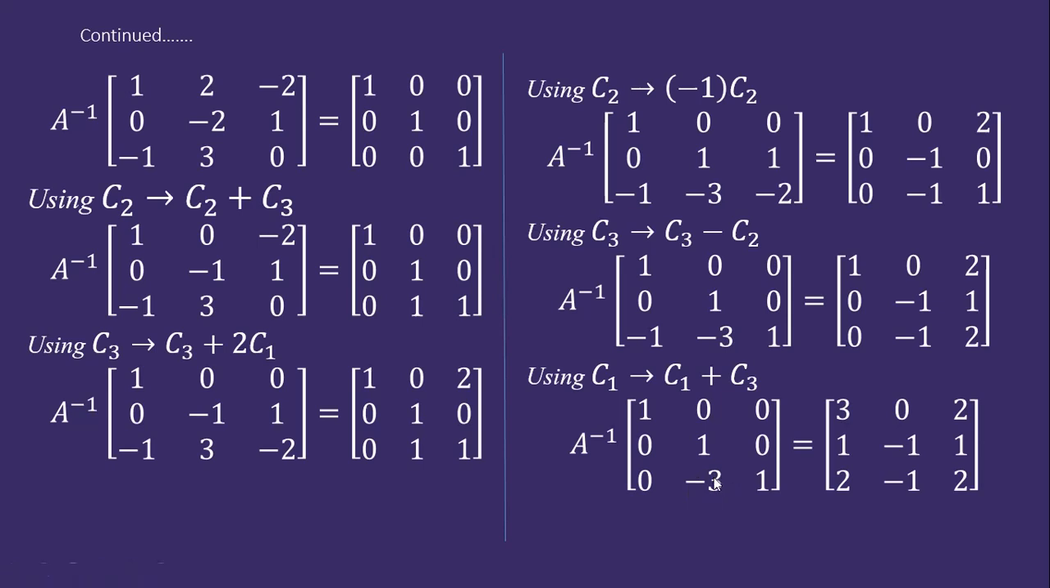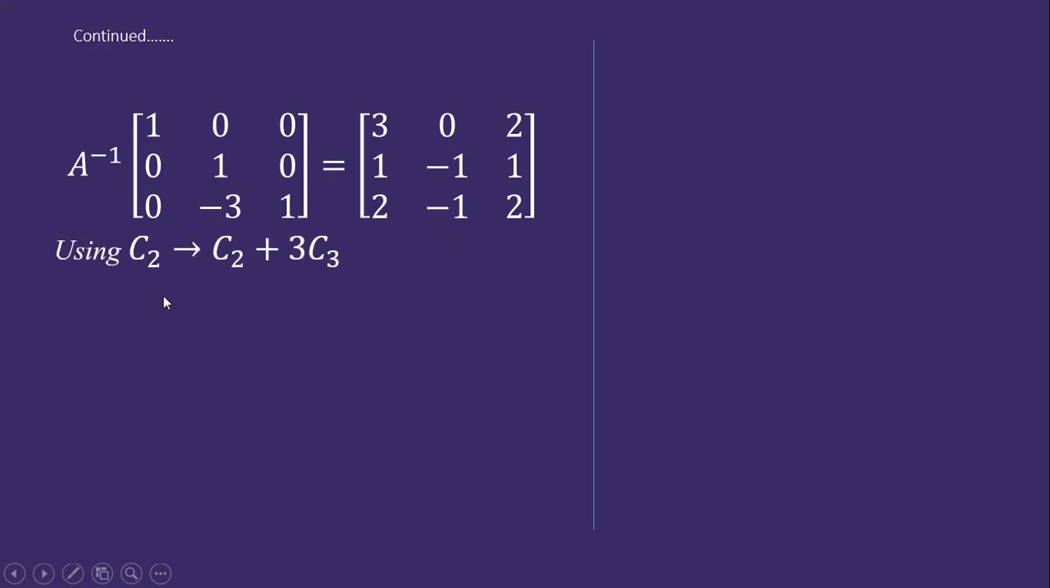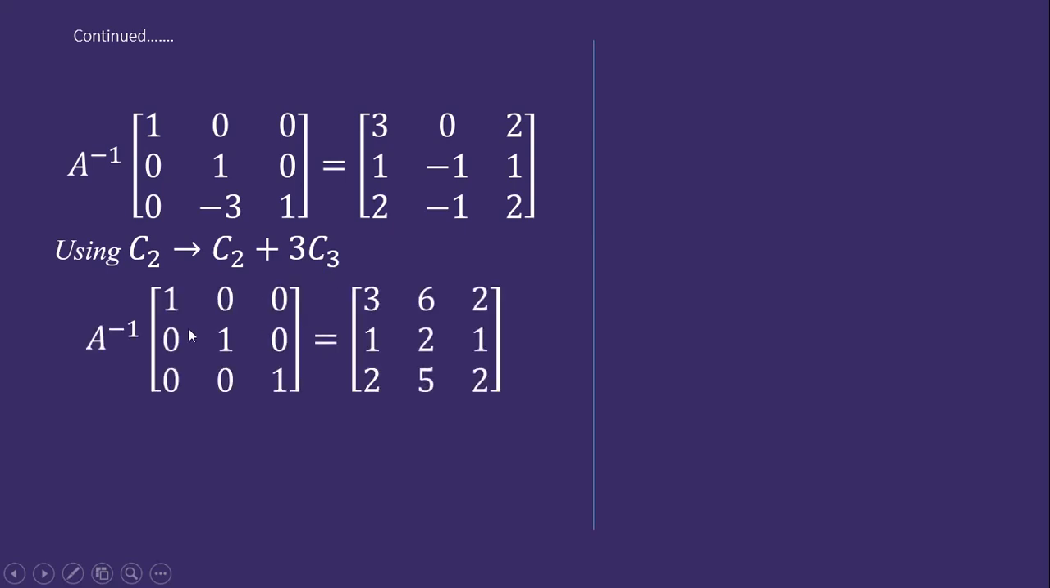So we apply this transformation on second column. It is C2 plus thrice C3. We write the previous step again. We apply this transformation due to second column, C2 plus thrice C3. It will give this. So by applying a series of column transformations, we reduce matrix A to an identity matrix. So A inverse into I is equal to A inverse. We get A inverse as this matrix: 3 6 2, 1 2 1, 2 5 2.